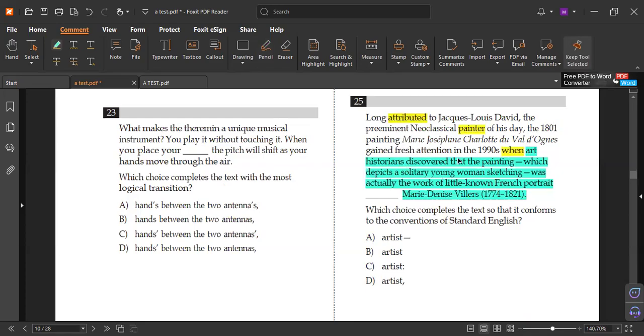So art historians discover that what? Another clause again, painting, and then the non-essential information. Look, "which" and then "painting was actually the work of a little-known French portraitist." What? Look, title. Do you remember when I told you about the title and the name? Do you remember that?